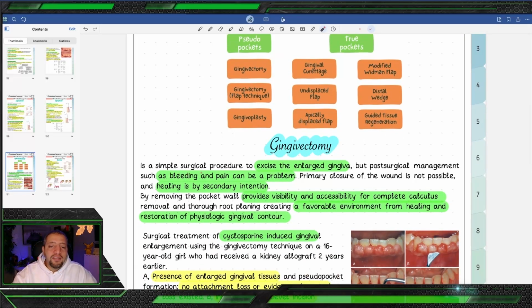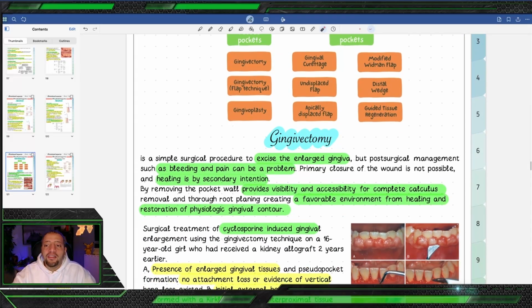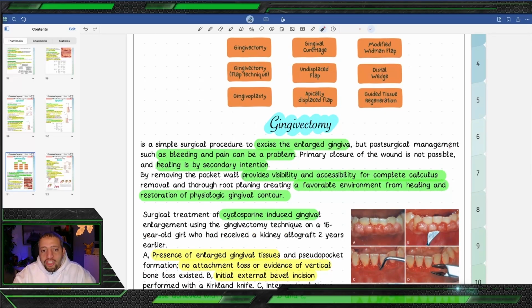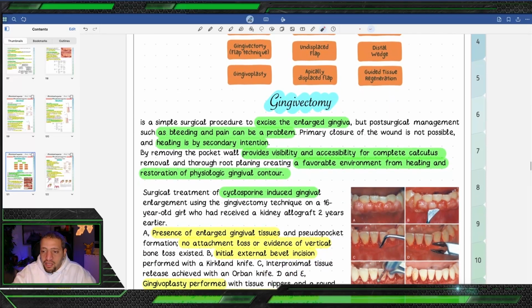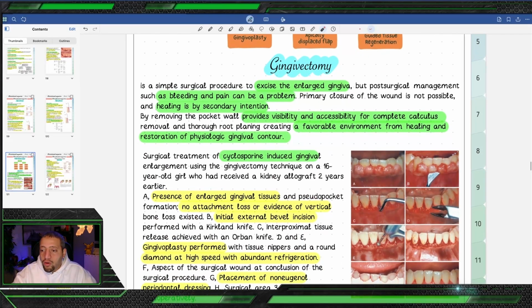Gingivectomy is a simple procedure to excise the enlarged gingiva, but post-surgical management such as bleeding and pain can be a problem, because in this area you have a huge part of the gum, due to phenytoin maybe, and then you are going to cut it. So you see here, a huge part of exposed soft tissue and exposed bone. So you need perio dressing, which is going to be zinc oxide eugenol, if you remember from dental materials, and it is going to heal this way. But the healing of this surgery is very tough because it heals by secondary intention.